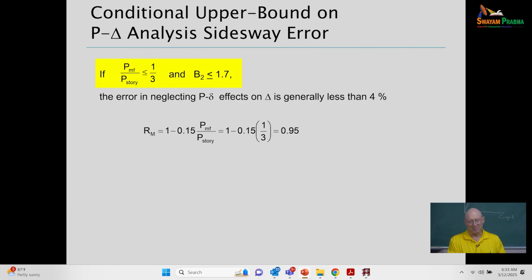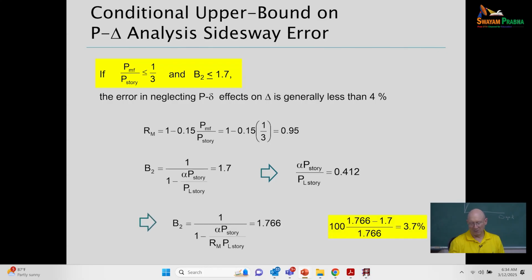If PMF over P story is 1/3, then RM would be 0.95. So now let's calculate B2, but let's calculate it without an RM. That means we're basically doing a B2 that's just handling P large delta. And so if we set that equal to 1.7, that would mean alpha P story to PL story is 0.412.